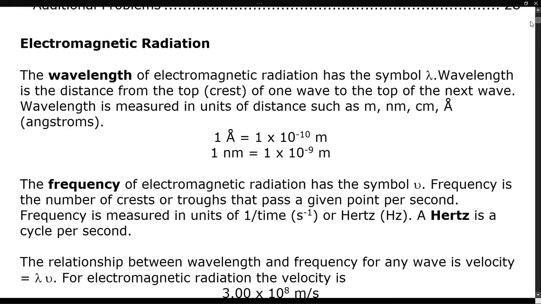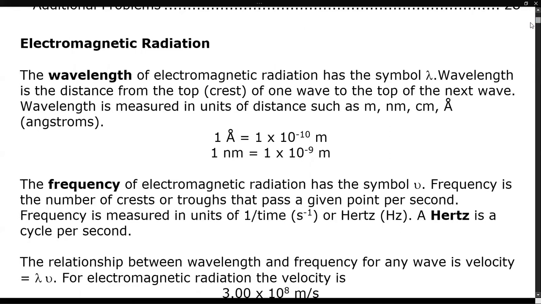If it has a wavelength, it has a frequency, and the frequency has the symbol of the Greek letter nu. It looks like a little script or cursive V. It's the number of crests or troughs that pass by a given point in 1 second. So it'll be measured in units of 1 over time. And if that is seconds, you'd have 1 over seconds, and a 1 over seconds is hertz, and hertz is a cycle per second.